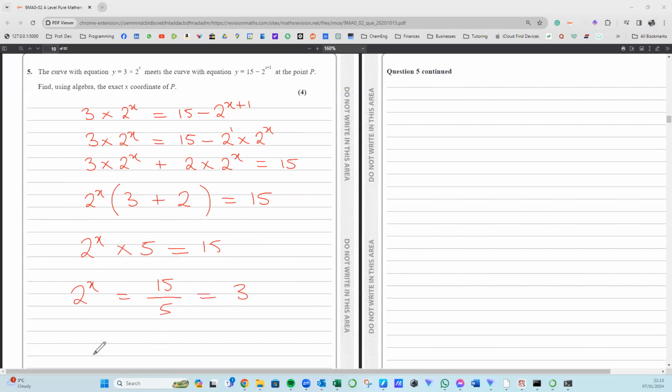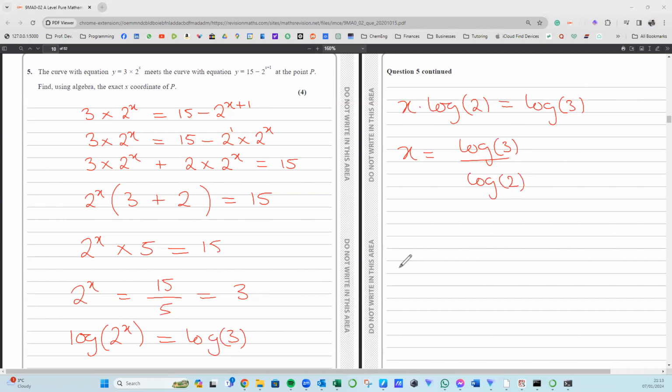So 2 to the power of x equals 3. We can actually take the log of both sides now, which will give us log 2 to the x equals log 3. Then if we follow the log law, we can take the x down to the outside. So x log 2 is equal to log 3, and therefore x equals log 3 over log 2.